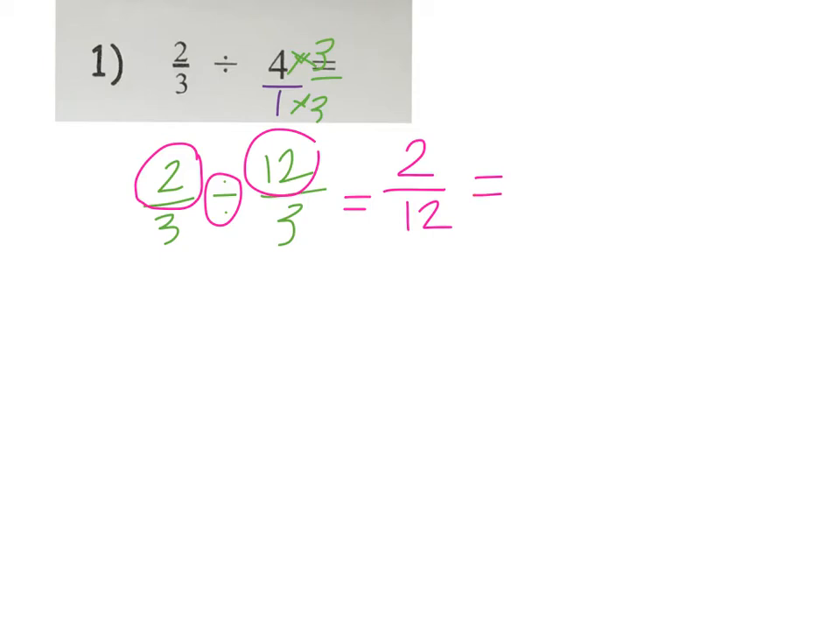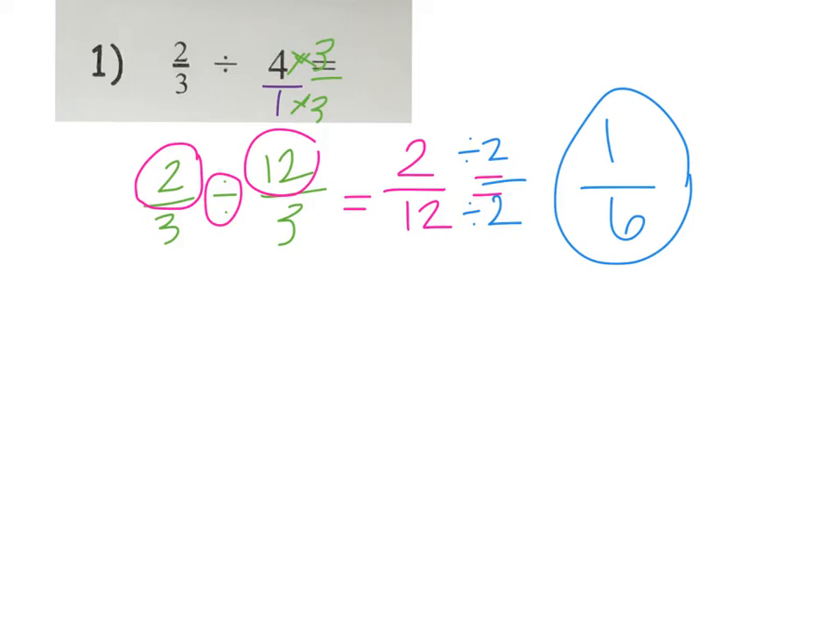So my greatest common factor for 2 and 12 would be 2. They're both even numbers, so I can divide them both by 2. Remember, same way that we multiplied by 3 over 3, we're also dividing by 2 over 2. So we have to do the same thing at the top and bottom. So 2 divided by 2 is 1. 12 divided by 2 is 6. And my final answer is 1/6. So 2/3 divided by 4 equals 1/6.